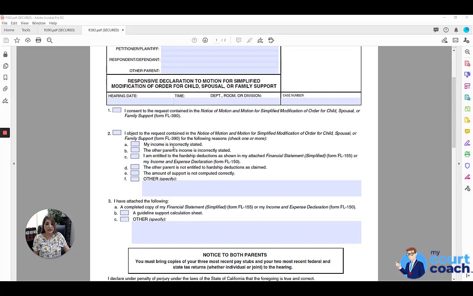It could be that your income is incorrectly stated, in which case you would mark box 2A. It could be that the other parent's income is incorrectly stated, in which case you would mark box 2B.